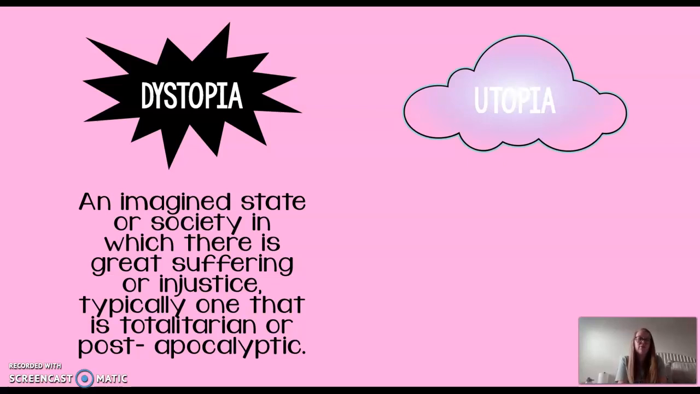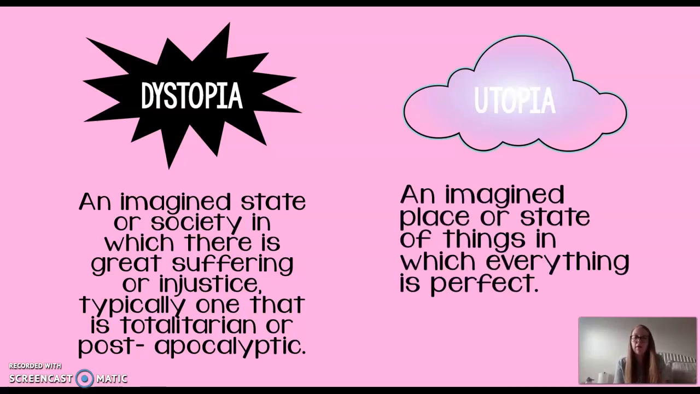Dystopias and utopias, the difference between them. Obviously, a dystopia, we've gone over this 4 million times. It is a fiction where there is great suffering because of something that happened by the government or post-apocalyptic. A utopia is a perfect place or state, right? Everything is perfect. There's flowers and sunny skies. Everyone is happy, right? So it's the complete opposite of a dystopia. Notice that I put dystopia as black and spiky, and then a utopia is nice and fluffy and a cloud, right? Those can kind of represent them.